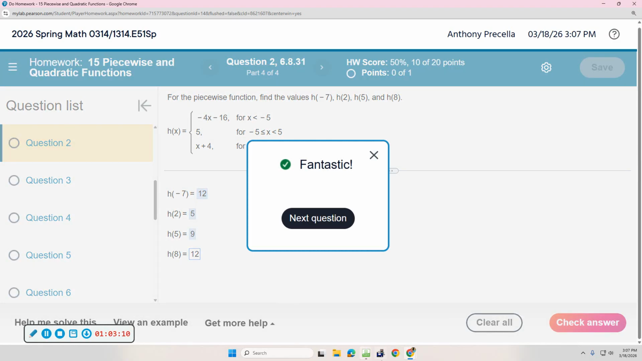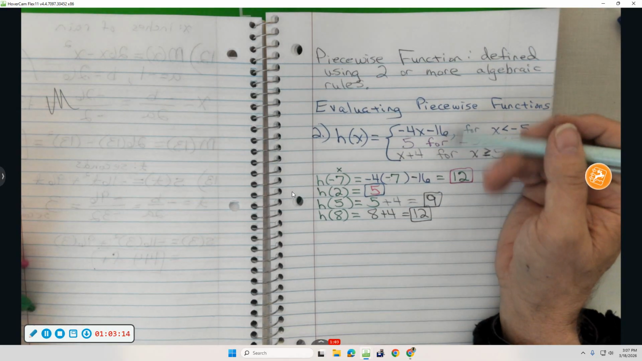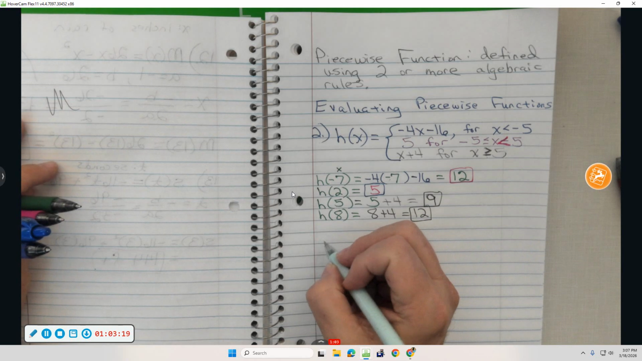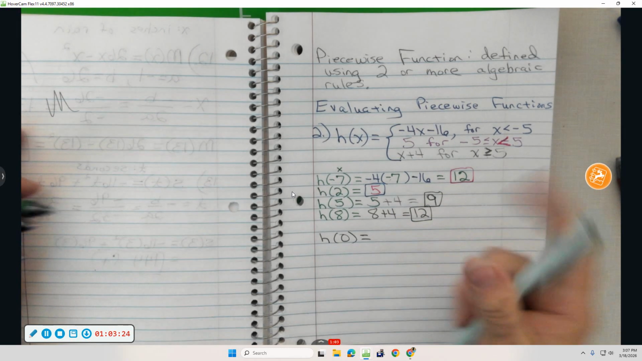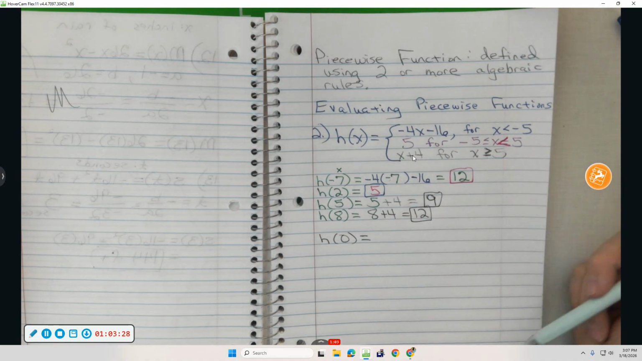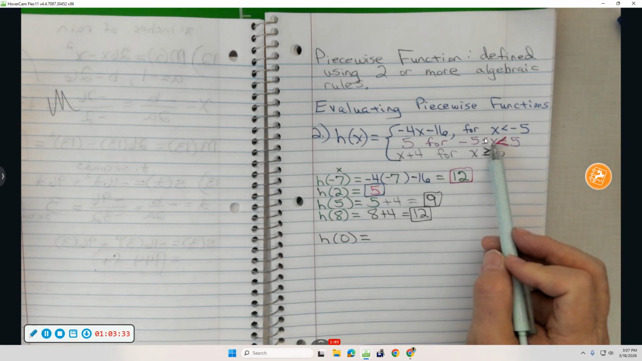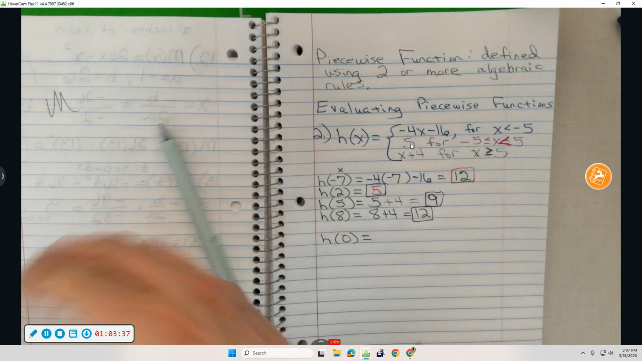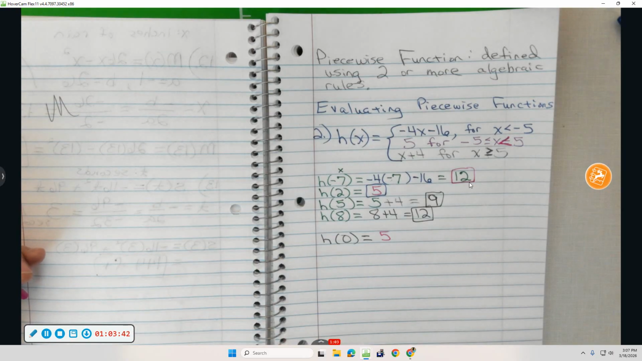And let's switch back to my paper. Let's do a few more of those. We're going to do a few more working with this problem. Let's say h of 0. Which piece are we going to use for h of 0? First, second, or third? The second. 0 is between negative 5 and positive 5. So the y coordinate is just that 5. There's no variable to plug into.